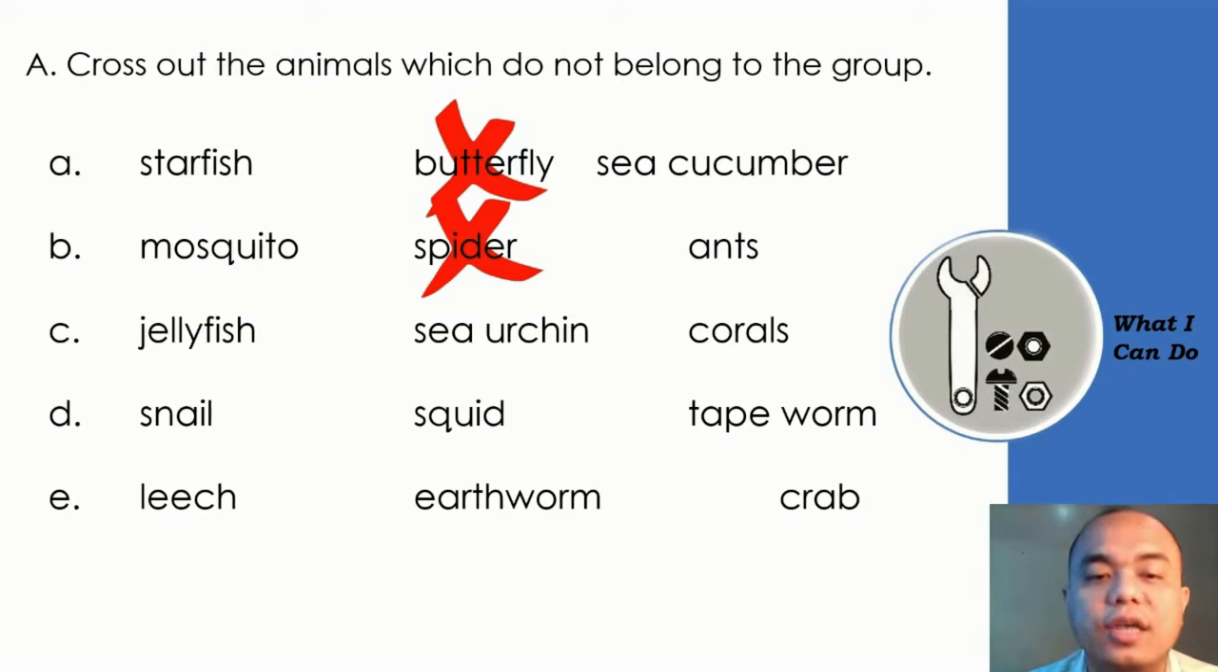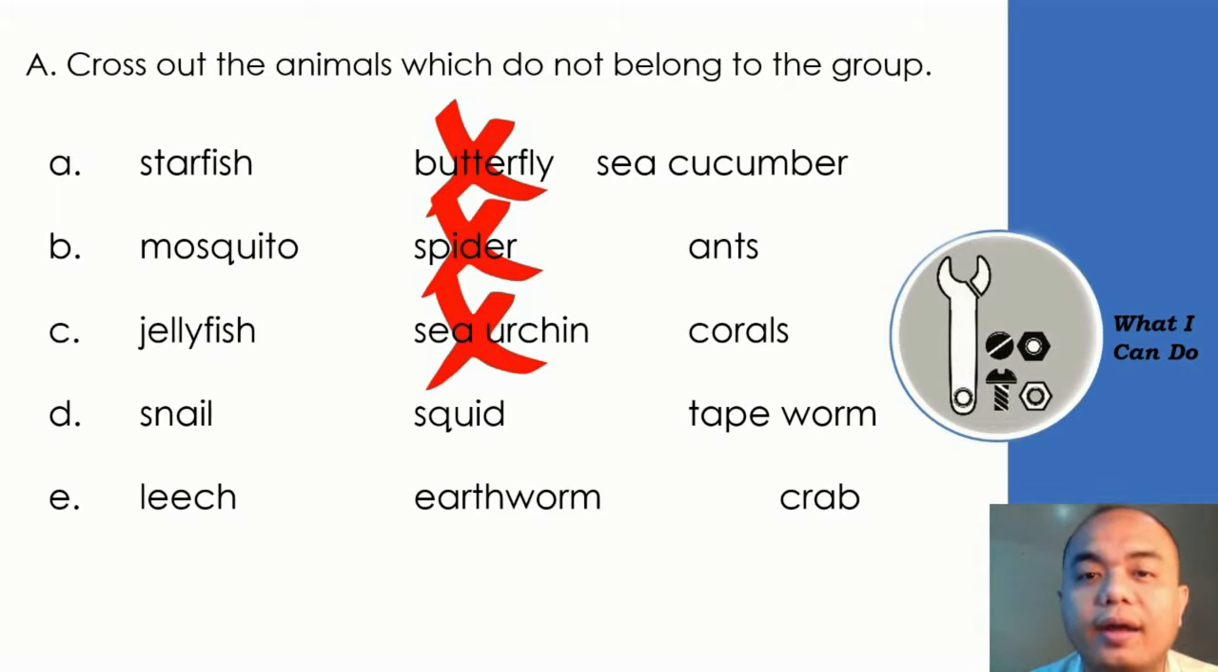Next, letter C. Jellyfish, sea urchin, and corals. What's the correct answer? Correct, the sea urchin. Because jellyfish and corals are cnidarians, while the sea urchin is an echinoderm.